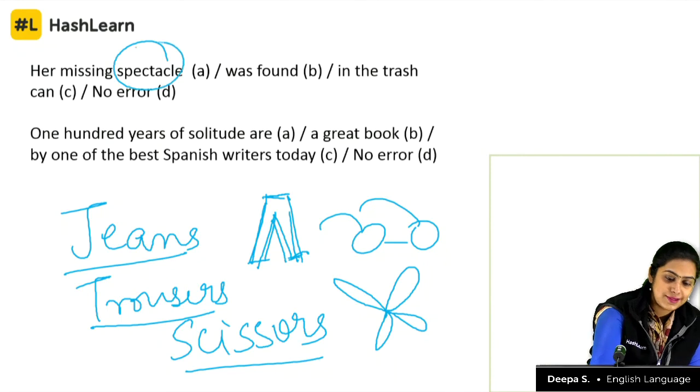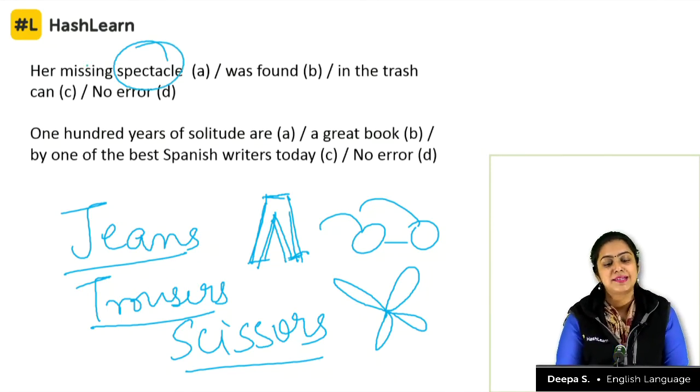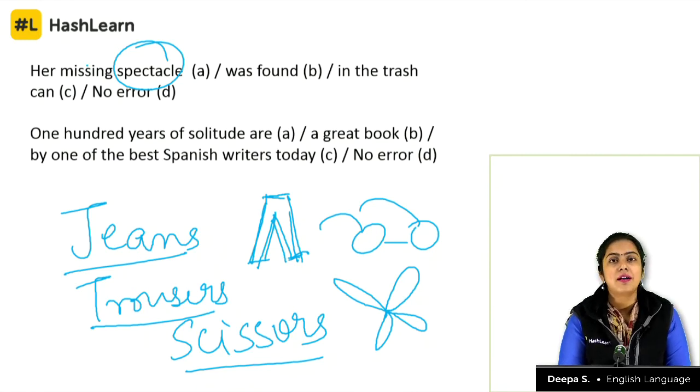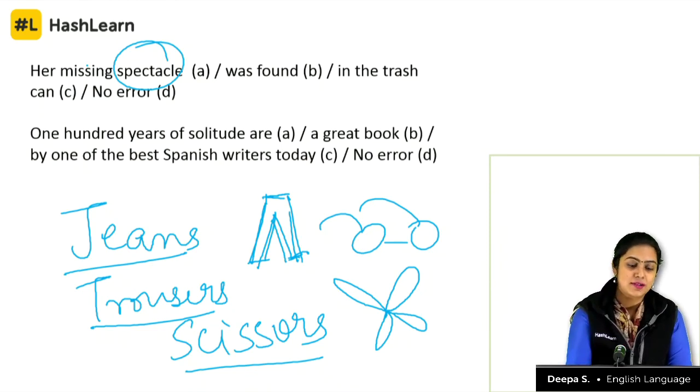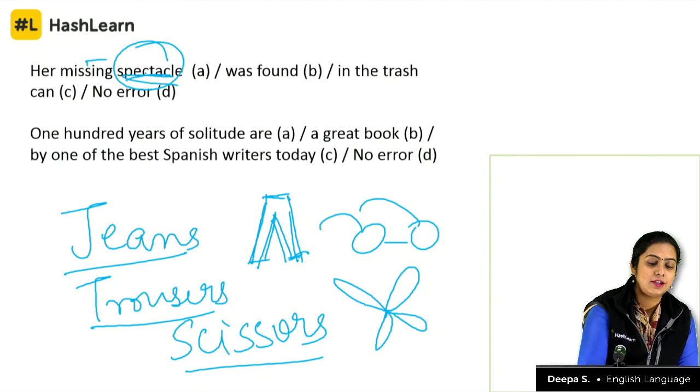So that's the issue here. Her missing spectacles were found in the trash can, or her missing pair of spectacles was found. Okay, so that is what is missing here. So this is the issue.